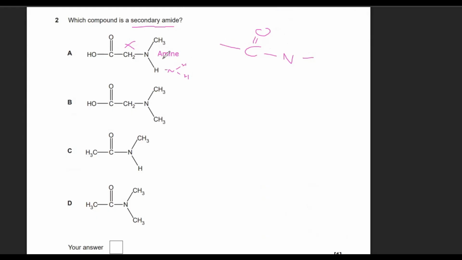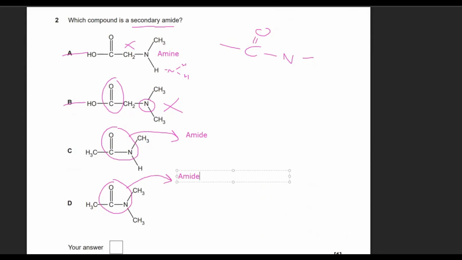An amine is where you have an R group attached to NH. An amide is where you have the carbonyl, the C=O bond, attached directly to the nitrogen. You can see with B, the C=O is not directly attached to the nitrogen, so it's not even an amide, it's another amine. Now we can look at C and D, and we can see we've got this amide functional group here, the amide bond, the C=O with the nitrogen attached.